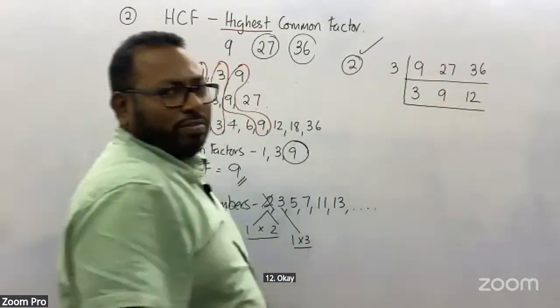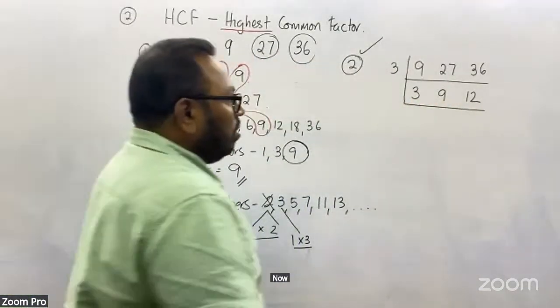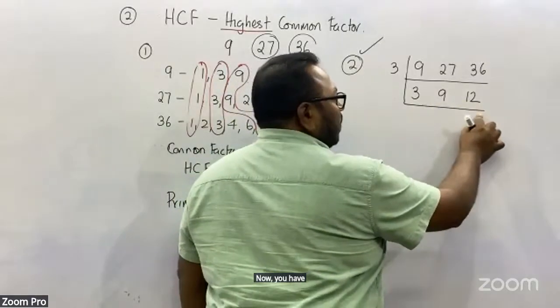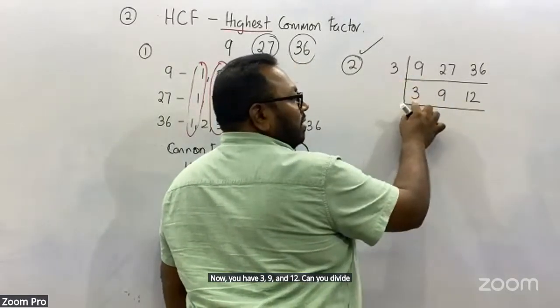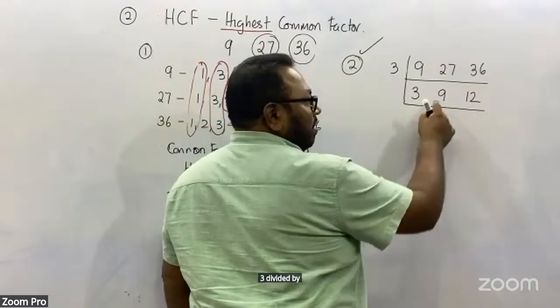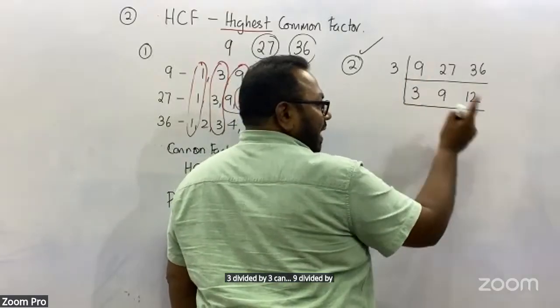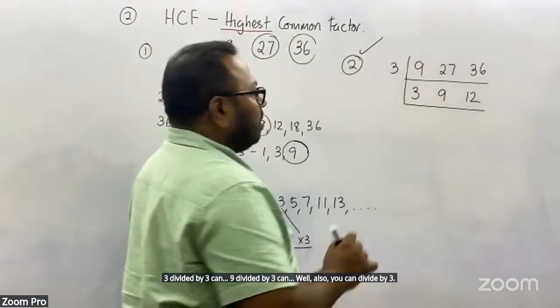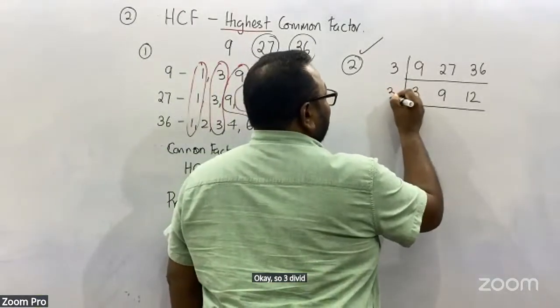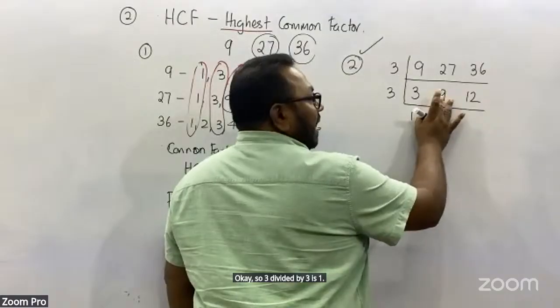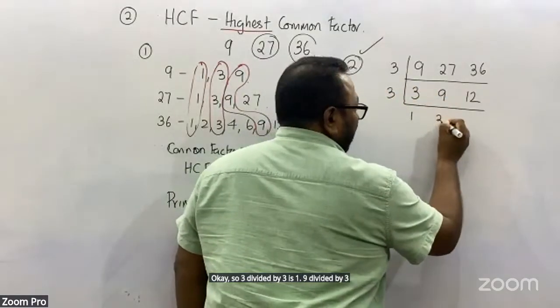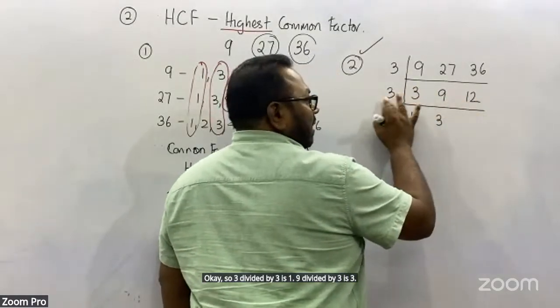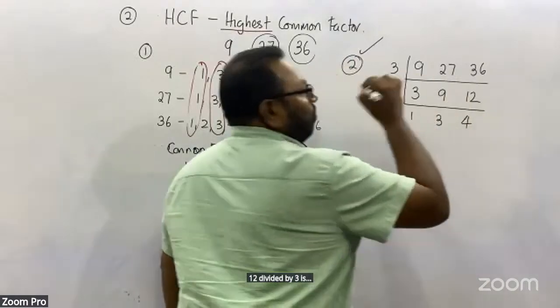Okay. Now you have 3, 9 and 12. Can you divide by 3? 3 divided by 3 can. 9 divided by 3 can. 12 also you can divide by 3. Okay. So 3 divided by 3 is 1. 9 divided by 3 is 3. 12 divided by 3 is 4.